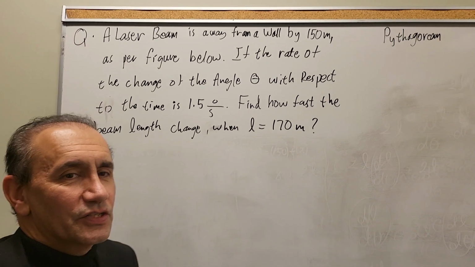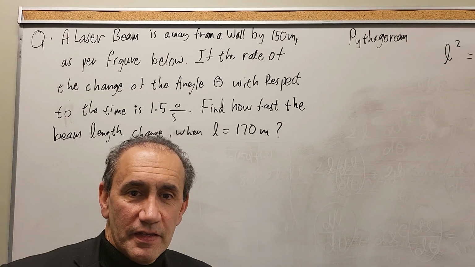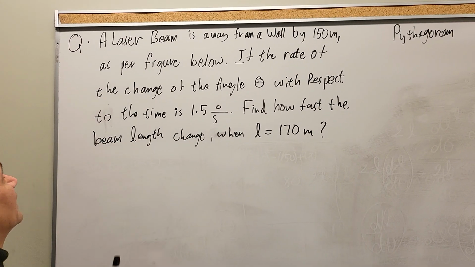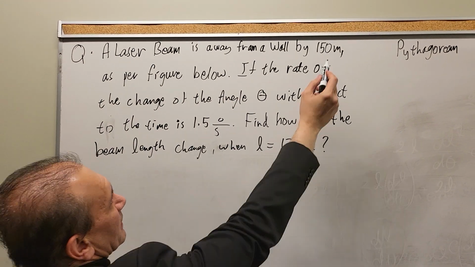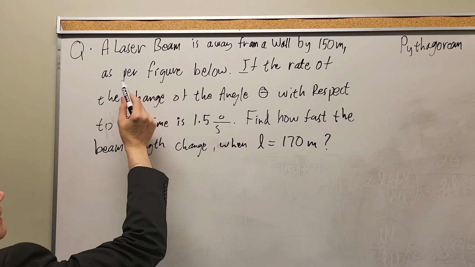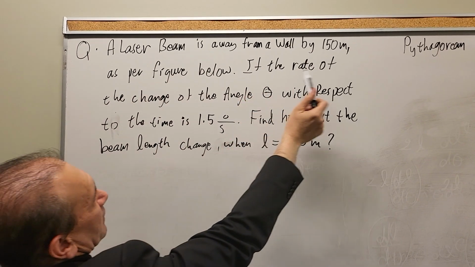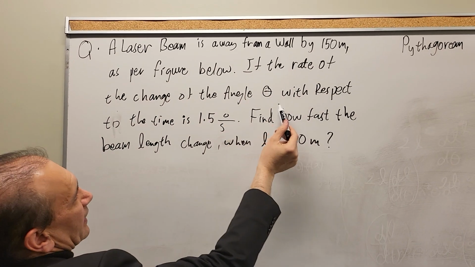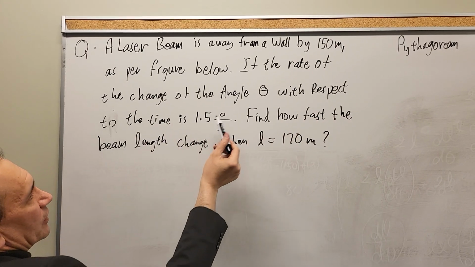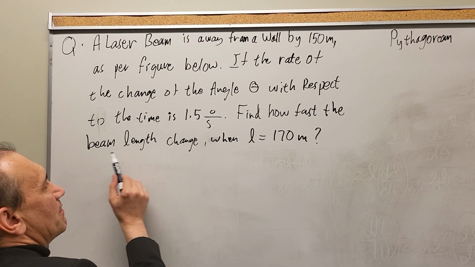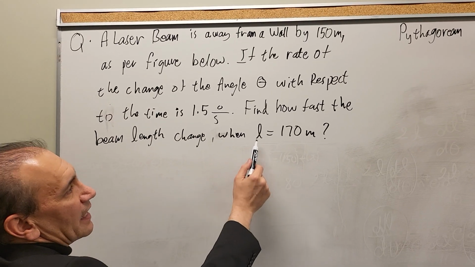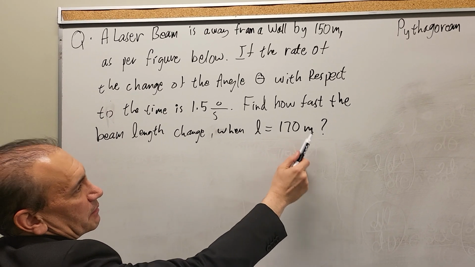Today we have a question in calculus, rate of change. The question says that a laser beam is away from a wall by 150 meters, and as per the figure below, if the rate of change of the angle theta with respect to time is 1.5 degrees per second, find how fast the beam length changes when the beam length L is 170 meters.